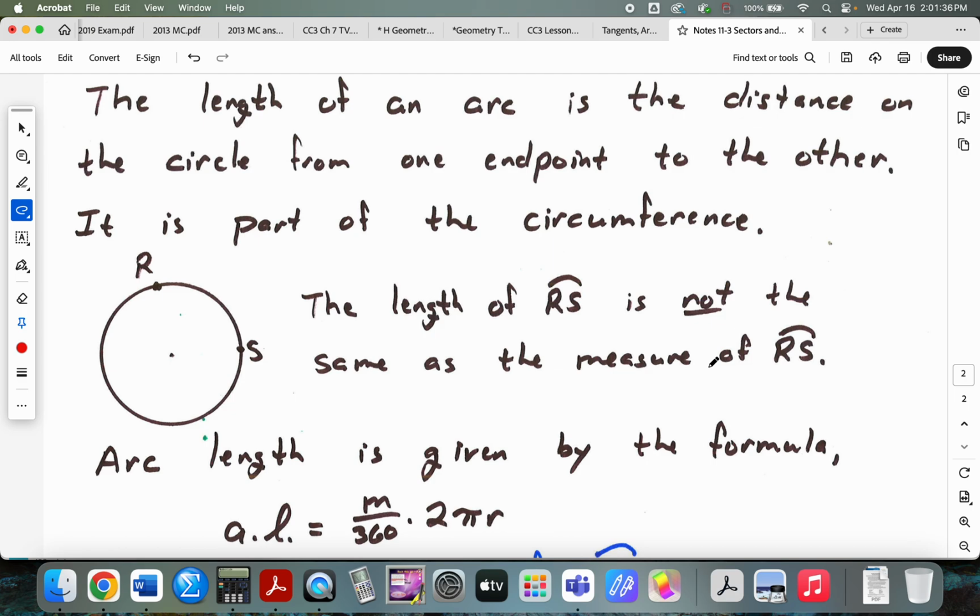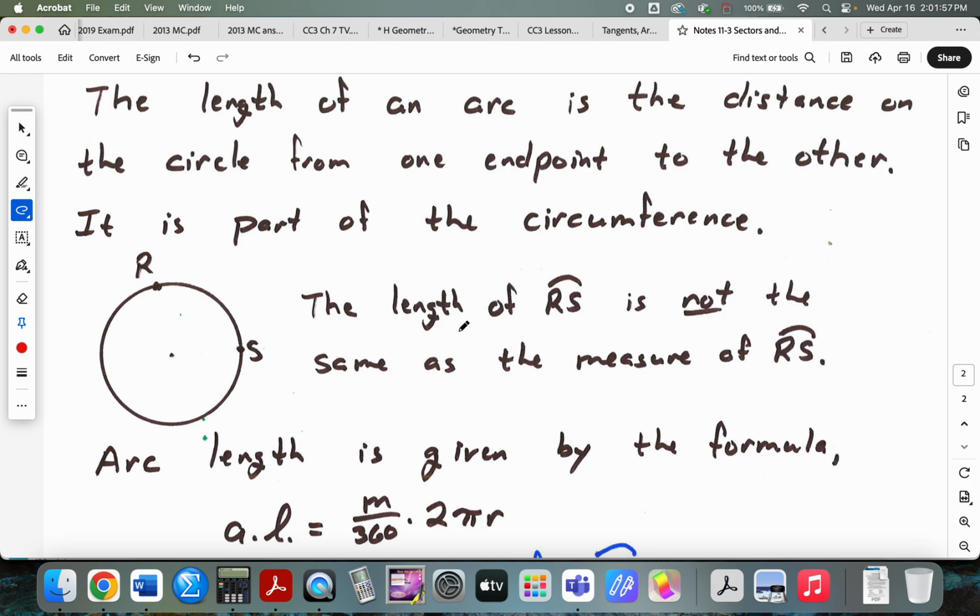So the other part we have is actually a little more straightforward than that because there are no secondary problems to do. It's just arc length. The length of an arc is the distance on the circle from one endpoint to the other. It's part of the circumference. It's not the whole circumference, it's just a piece of it.